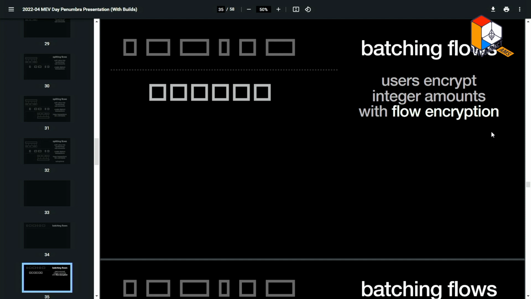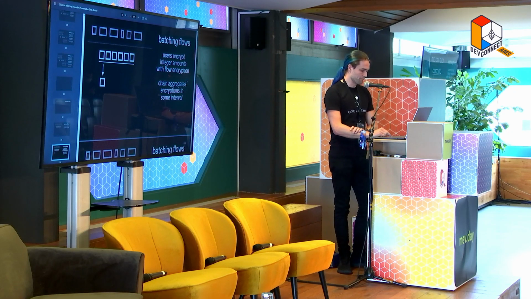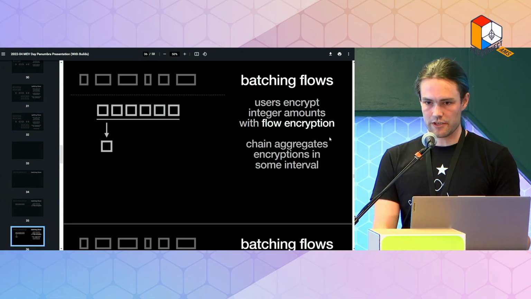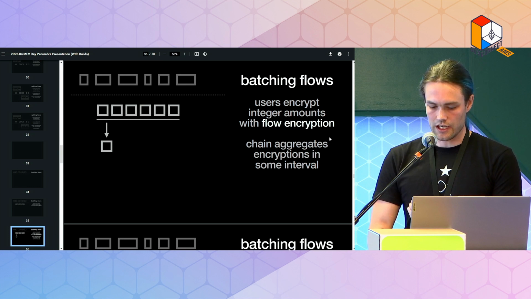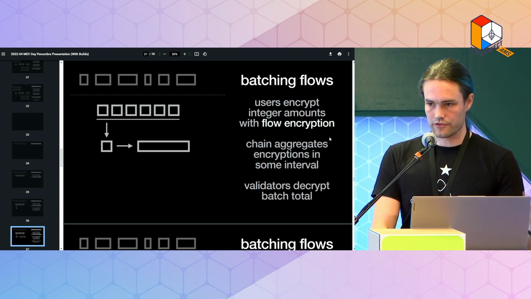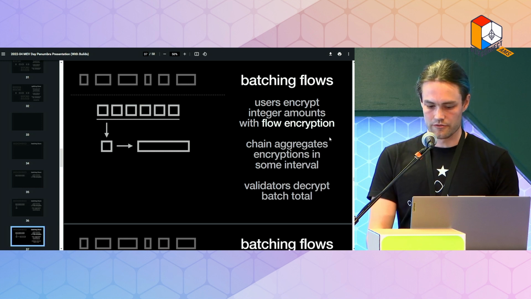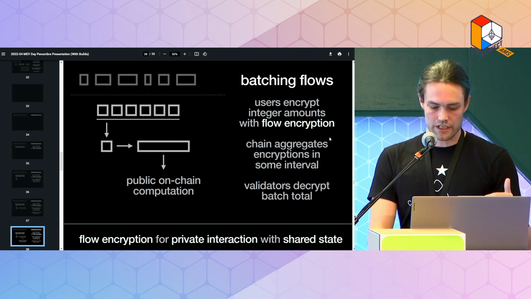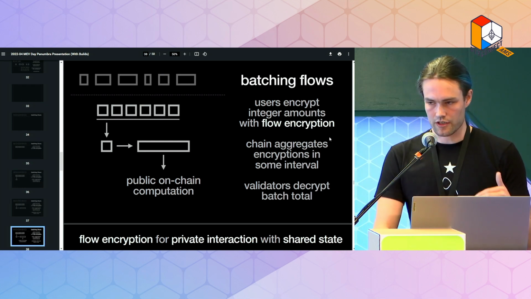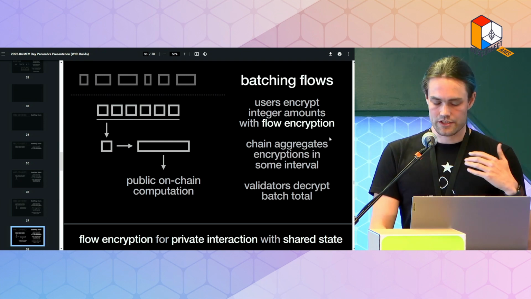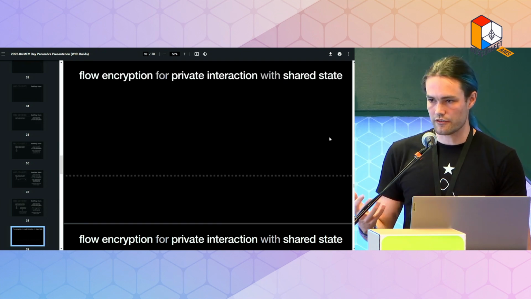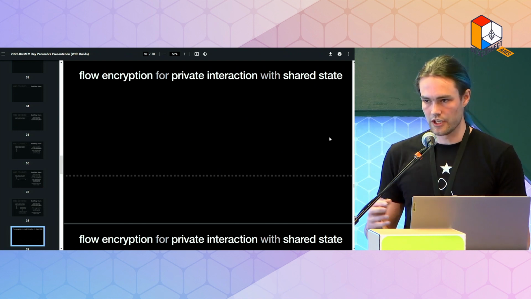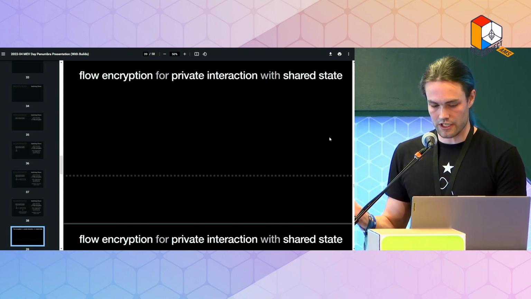The idea is that you want people to be able to encrypt, here's my contribution to some sort of flow of value between different parts of this protocol, and then have the validators be able to aggregate all of those encryptions over some interval and do a joint decryption just of the batch total. And why would they want to do that? That's because then you can take that batch total and feed it into some public on-chain computation. So there's this general picture of how you can use this to solve the problem of private interaction with public shared state, at least in some limited contexts.